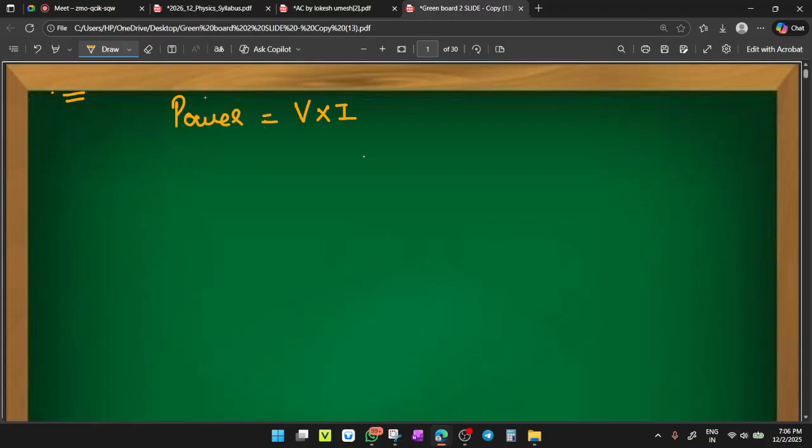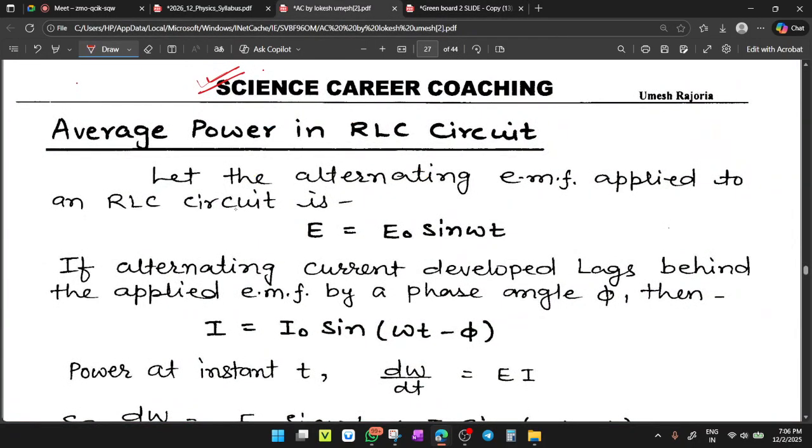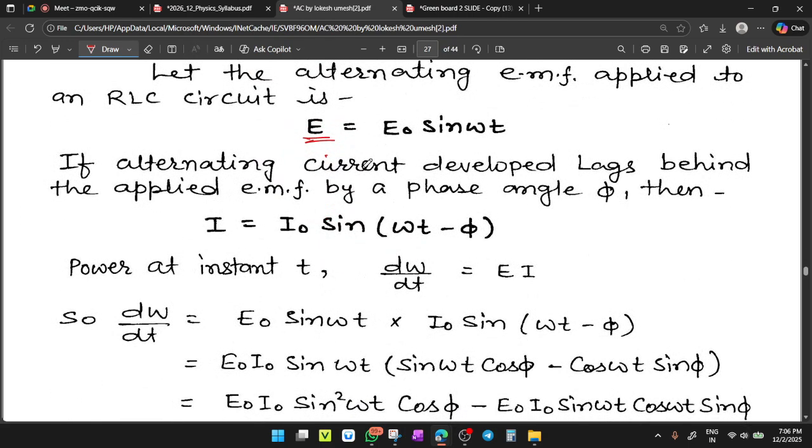Till now we have learned only about the DC power, but now we have to deal with the AC power. So instantaneous power at any instant is given by the formula P equals V at any time t multiplied by I at any time t. So we have the EMF or voltage at any instant equal to E naught sin omega t. Suppose your current has some phase angle with the phase of voltage. Consider the equation for the current equal to I naught sin omega t minus phi.